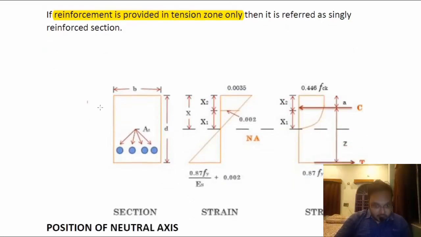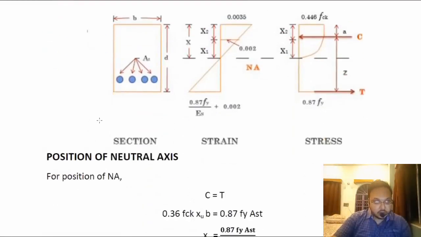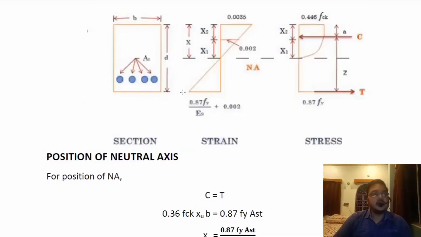Now here is the figure of a particular beam section. Suppose this is the cross section of our beam, and we are providing the tension reinforcement in the bottom part, that is our tension zone.